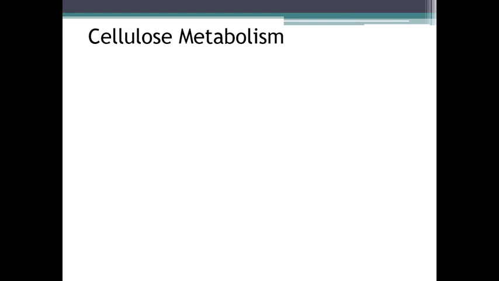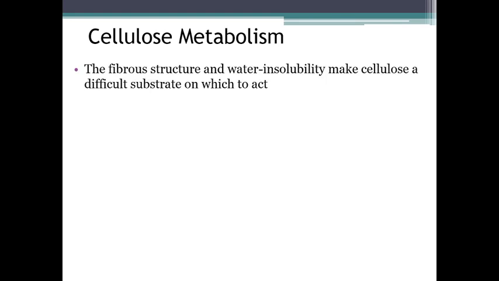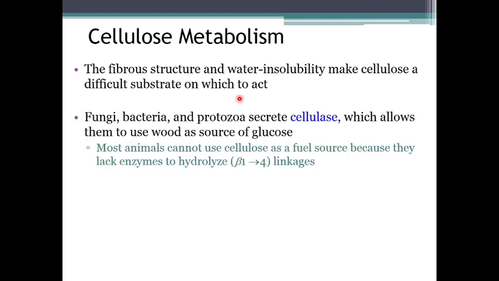Let us look at cellulose metabolism. The fibrous structure and water insolubility make cellulose a difficult substrate on which to act. Fungi, bacteria, and protozoa secrete cellulase, which is an enzyme. This allows them to use wood as a source of glucose, because cellulase can convert the cellulose in wood into glucose. Most animals cannot use cellulose as a fuel source because they lack enzymes to hydrolyze beta-1,4 linkages.